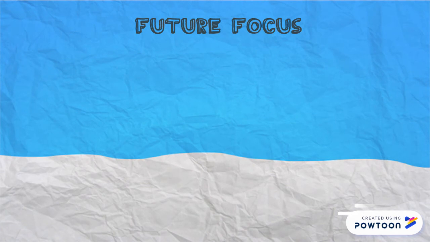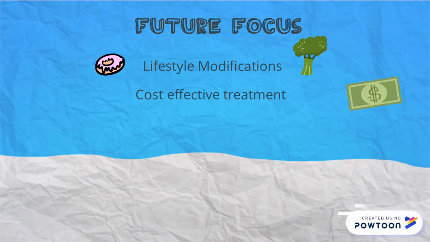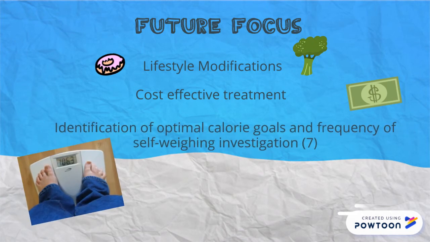For the future, lifestyle modifications should be considered for weight loss, such as physical activity and dietary modifications. Cost-effective treatment can also be implemented. Identification of optimal caloric goals and frequency of self-weighing are investigations to be done in the future to decrease rates of gestational diabetes.